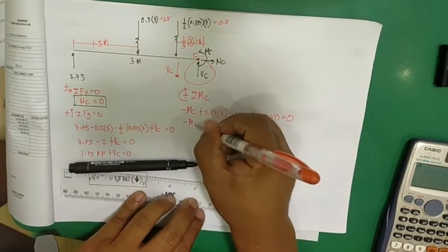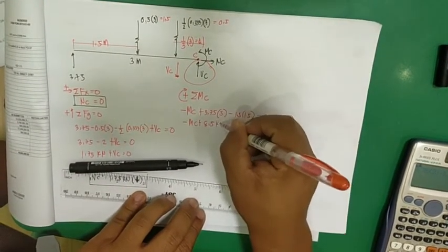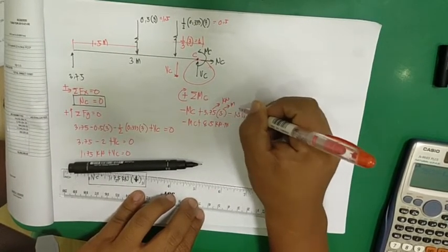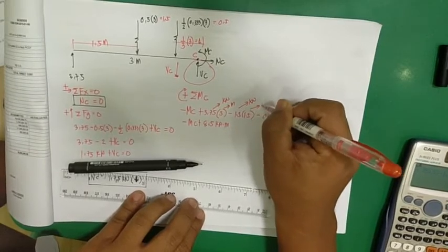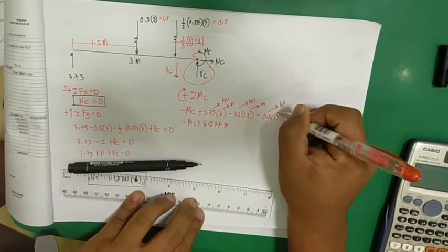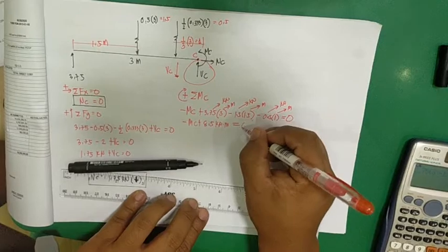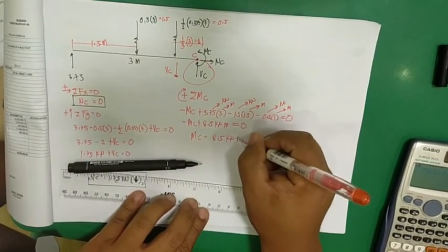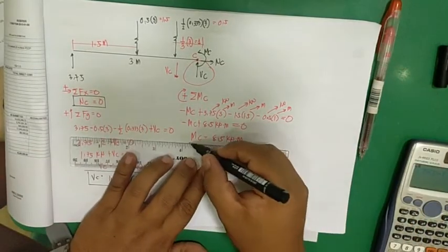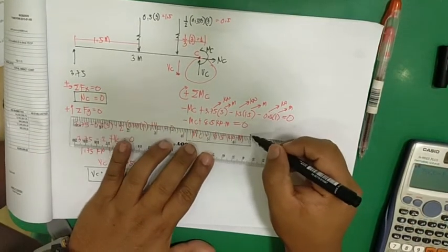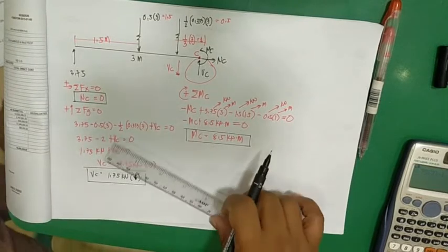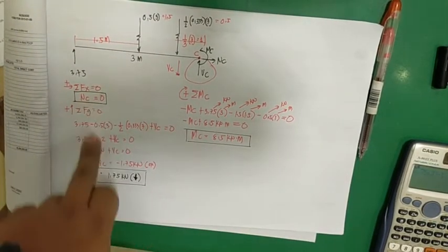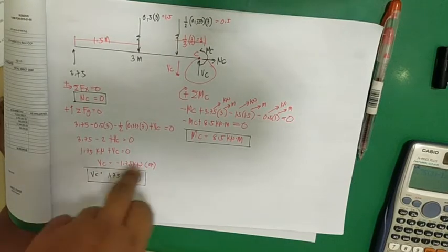Negative MC plus 8.5 kilonewton meter, because this one is kilonewton and this is meter, this is kilonewton and this is meter, and this is kilonewton and this is meter, equal to 0. So MC is 8.5 kilonewton meter. Okay, so we now have the value of the normal force at C, the shear at C, and the moment at C.